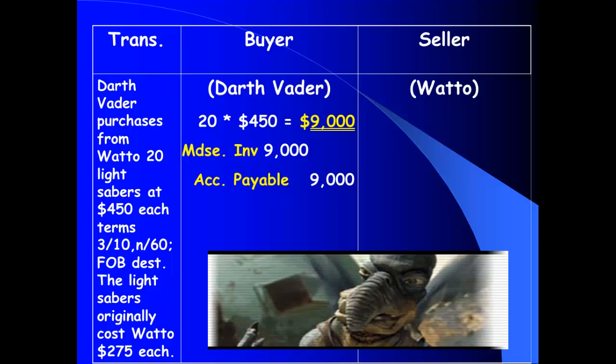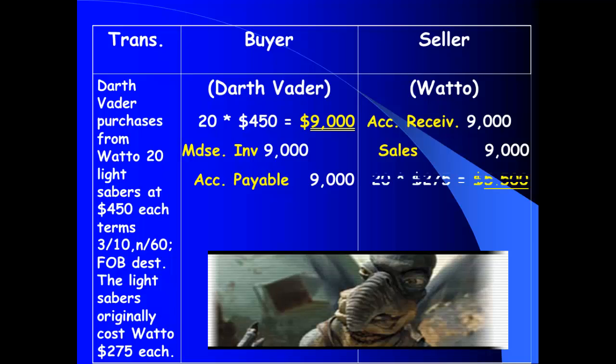The seller has more what? Accounts receivable, an asset, goes up with a debit. The seller also has more sales, revenue, goes up with a credit. All of those entries are for $9,000. The second entry will be for how much those items cost him. $5,500 in total. What do we have less of? Less merchandise inventory, an asset, goes down with a credit.